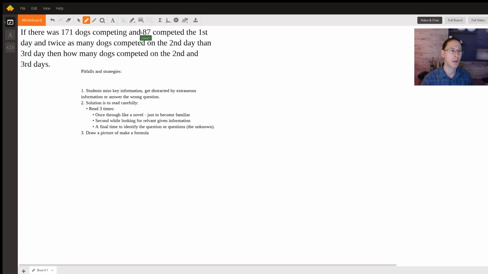Now, the second time I read it through, I'm going to be looking for key relevant information. So the first thing I see is that there were 171 dogs competing. That's important. And then I see that 87 dogs competed on the first day. All right, that's also important. And then I see that on the second day, there were twice as many dogs as on the third day. And this too is important. We can use those 3 pieces of information to create 3 equations. It's important that we have as many equations as we have unknowns in any system of equation problems, like this particular problem.